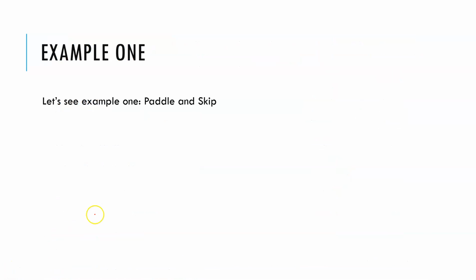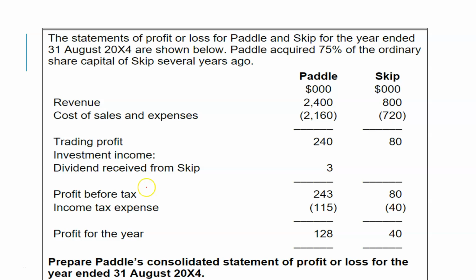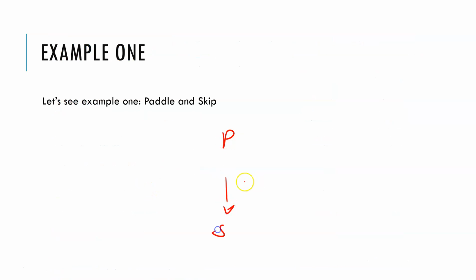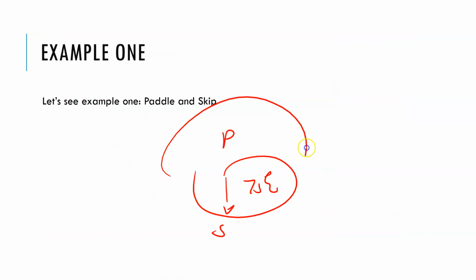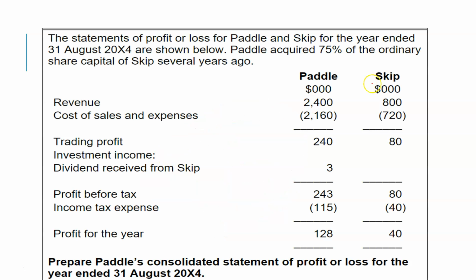Right, let's carry on. Lecture part 2, chapter 19, part 2, Paddle and Skip. Let's look at a pretty straight example here. Paddle controls Skip; Paddle bought Skip, 75% ownership technically, so you control the whole thing. We're literally just merging these two things together, literally adding, where is that? Here we are, adding those together as we go along. That's what we're really doing.